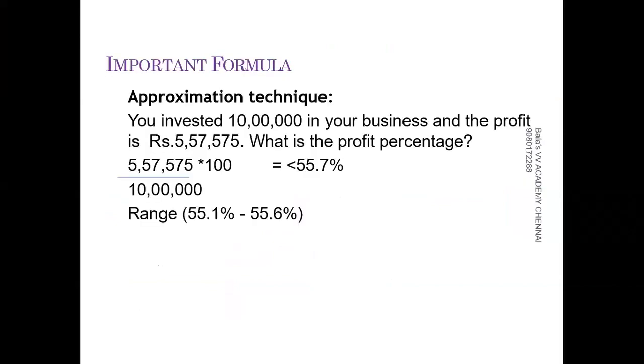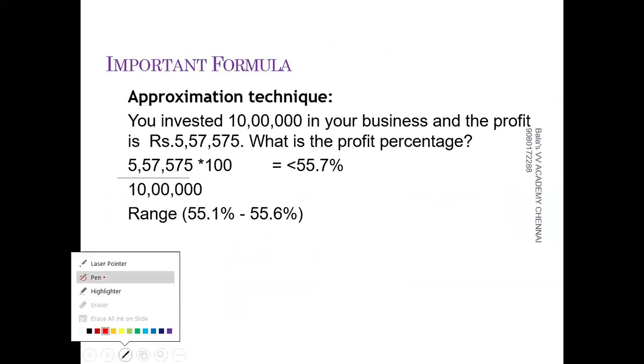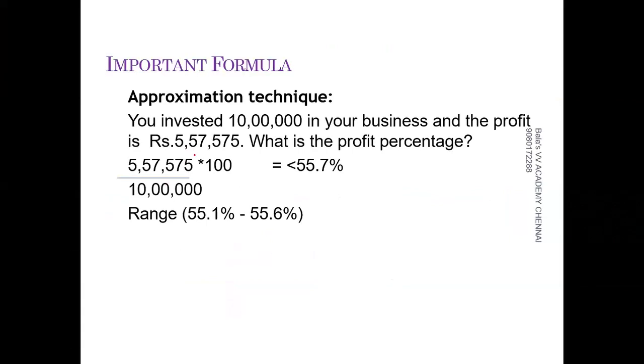Okay, you have invested 10 lakh in your business and the profit is 5,57,575. What is your profit percentage? Somebody is asking you this question. What you do is a simple calculation. Cancel an equal number of digits in both numerator and denominator. As much as you cancel, you get an approximate answer, not accurate. So I could say the answer is somewhere around 55.7.